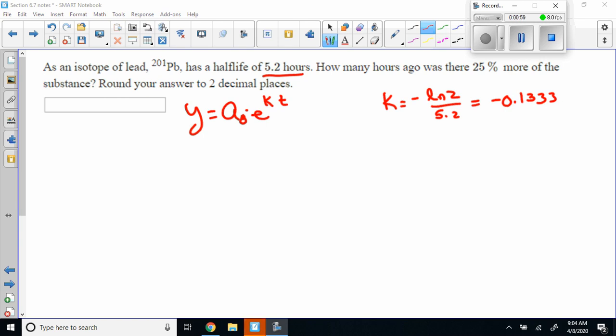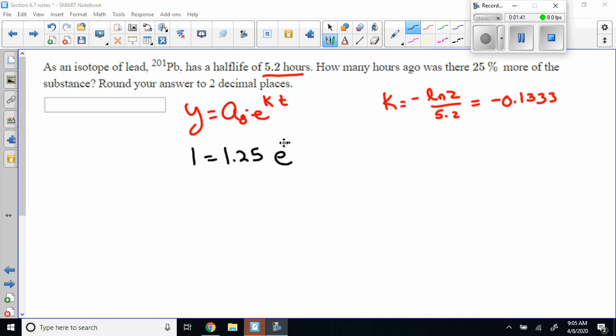Now, here's the tricky part. We want to know how many hours ago was there 25% more of the substance. Well, your y would be 1, your initial amount would be 1.25. If you think about 1 being 100% and 1.25 being 125%, 25% more, then the 1 and the 1.25 makes sense.